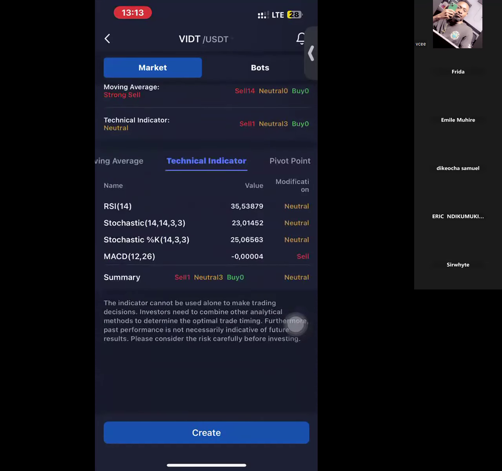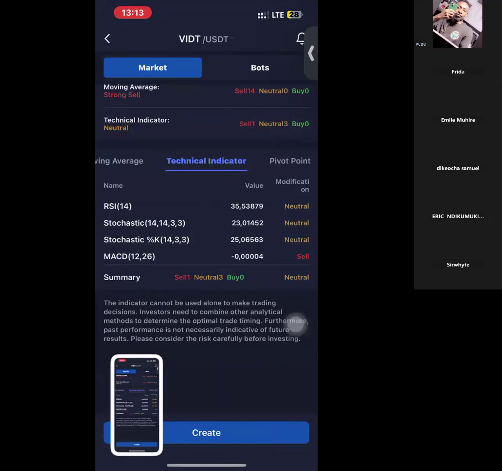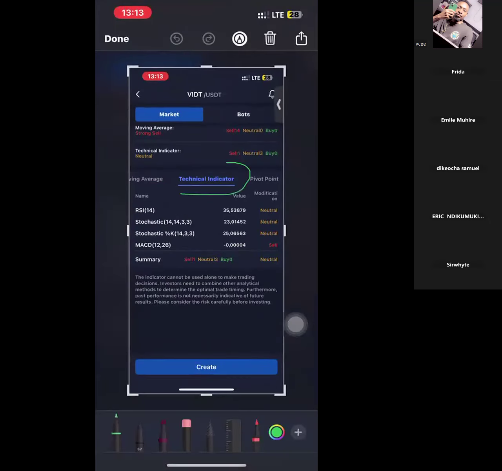The third factor that will determine whether you can trade this coin is here, the technical indicator. You click on this technical indicator. Then these are the values that we are watching. These four values are what we are working with. Now, the first one is the RSI. You can see the value is 35.